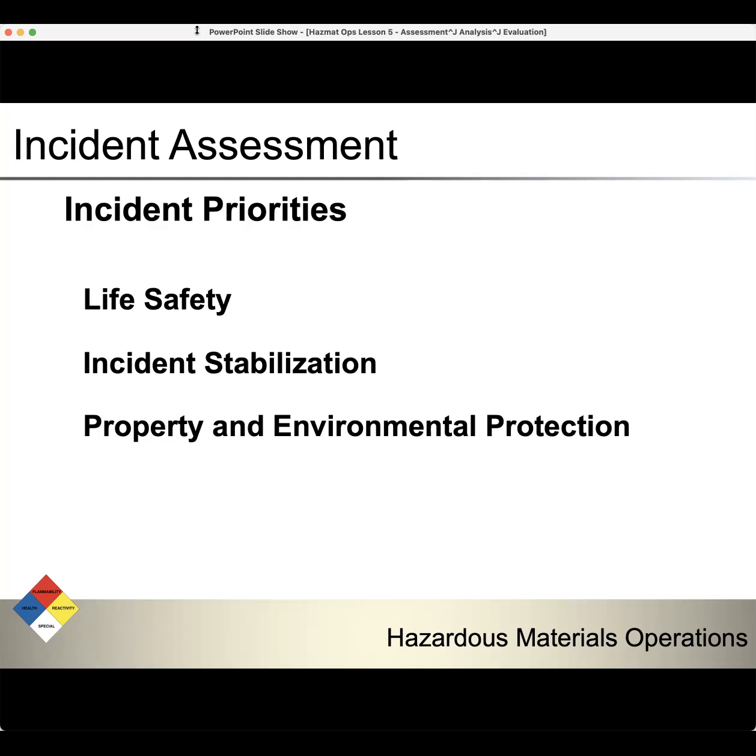Incident stabilization. What does that mean? We don't want the incident to get worse, right? It's not growing outside our control. And then finally, property and environmental protection or preservation. Part of our job is to protect property and the environment. So that will be the third priority.